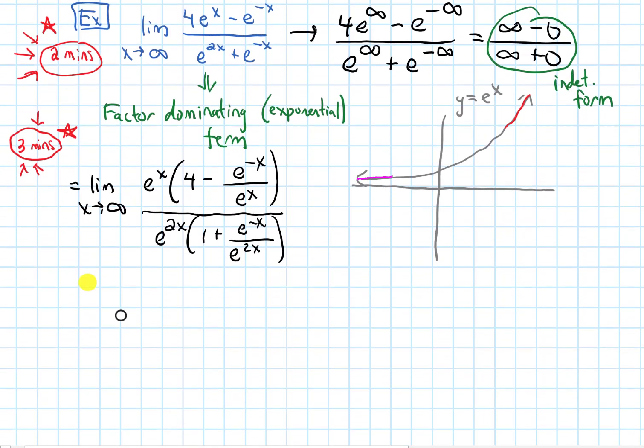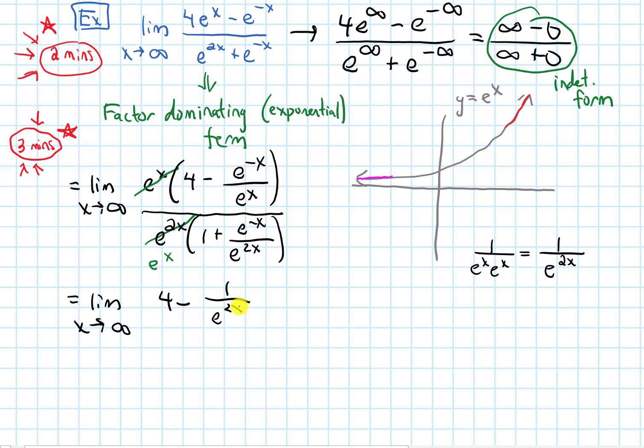All right, so we can cancel a little bit with the e to the x. And the e to the 2x, when I subtract those exponents, I'll be left with e to the x on the bottom. All right, and now let's simplify a little bit more. I have the limit as x goes to infinity of 4 minus, if I bring this e to the negative x term to the denominator, I'll get 1 over e to the x times e to the x, which is 1 over, here I add the exponents, and I get e to the 2x. So 1 over e to the 2x.